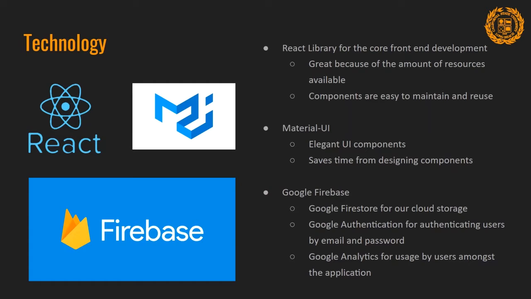Here are the three core libraries that we implemented into our application. We use React, Material UI, and Google Firebase. We use React to build the user interfaces, and Material UI is another library that has a bunch of components that we could use, and we integrated it with the React library. We use Google Firebase for the backend development. We specifically use three of their development tools, which were Firestore, which we use to store our data. We use Google Authentication for authenticating our users, and we use Google Analytics to see the usage across the site.